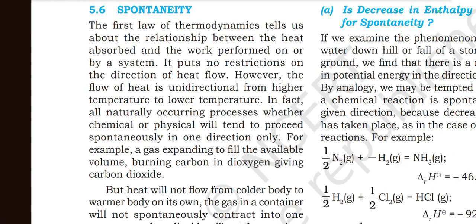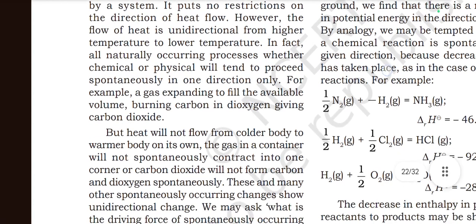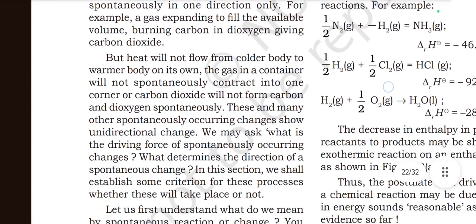Spontaneity. The first law of thermodynamics tells us about the relationship between the heat absorbed and the work performed on or by the system. It puts no restriction on the direction of heat flow. However, the flow of heat is unidirectional, from higher temperature to lower temperature. In fact, all naturally occurring processes, whether chemical or physical, will tend to proceed spontaneously in one direction only. For example, a gas expands to fill the available volume, and carbon burns in dioxygen, giving carbon dioxide.